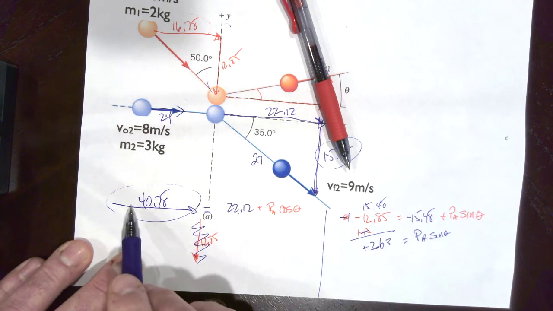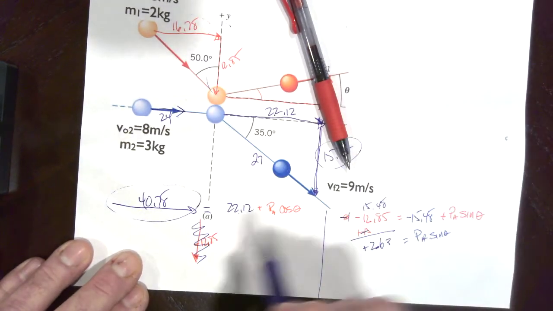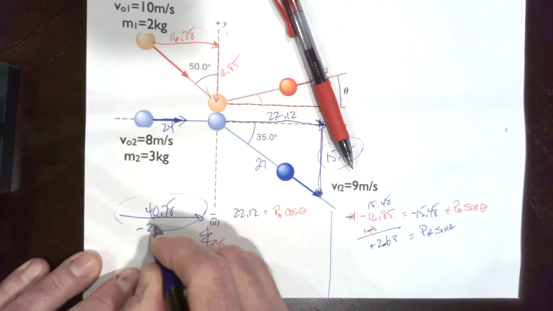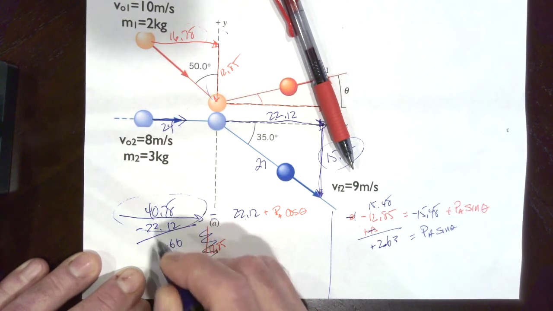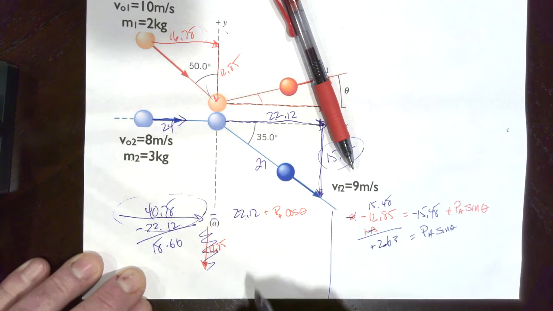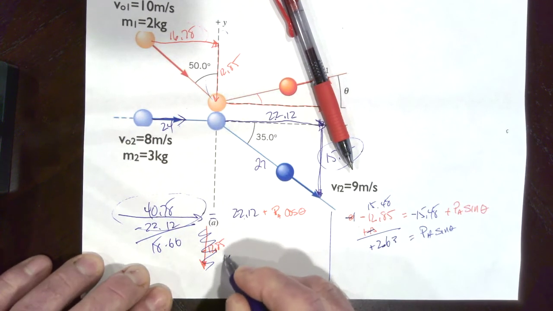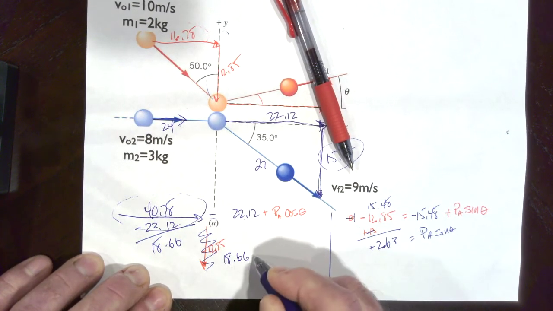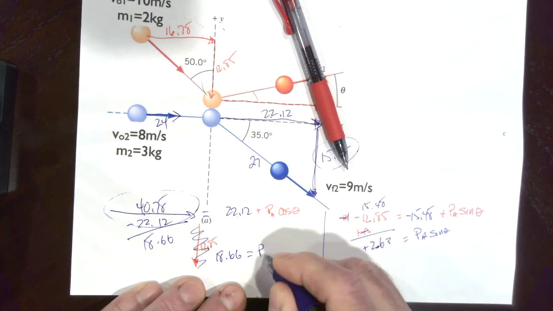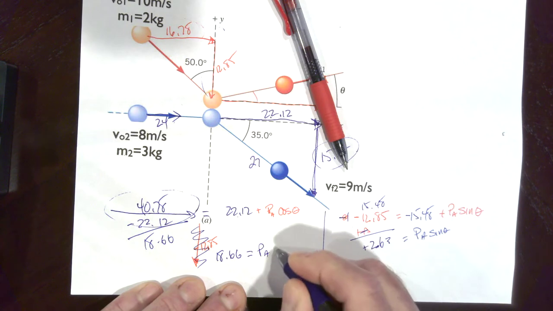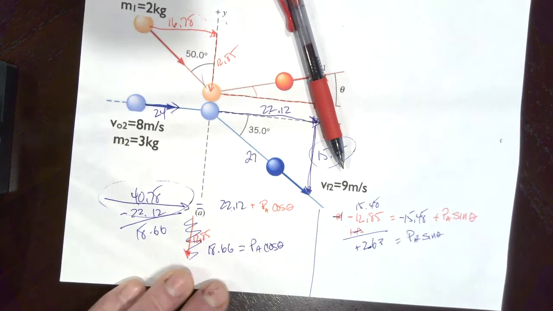So let's move this over. All our signs are correct. Subtract 22.12 from that. What do we get? 6, 6, 18. So I'm just going to move this over to here. 18.66 equals P_A cos theta.